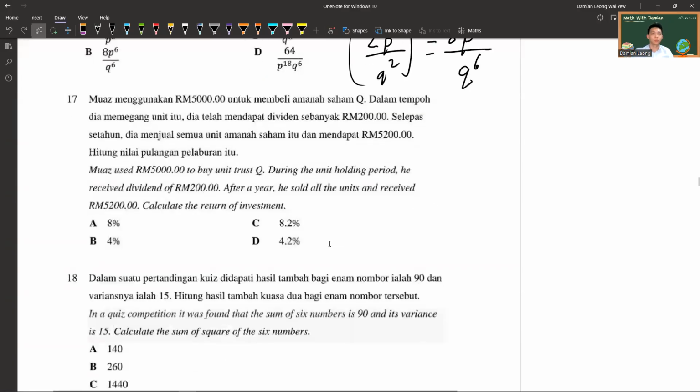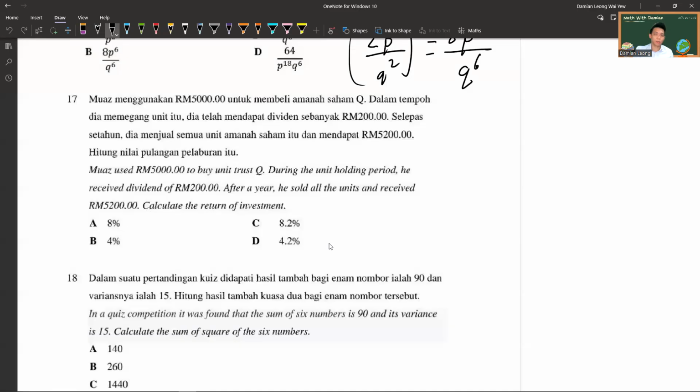Okay. Then question 17. Most used 5,000 ringgit to buy unit trust Q. During the unit holding period, he received dividend of 200 ringgit. After a year, he sold all the units and received 5,200 ringgit.